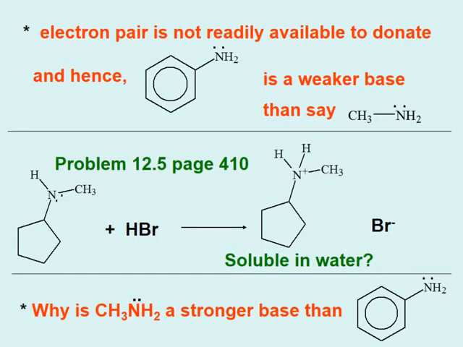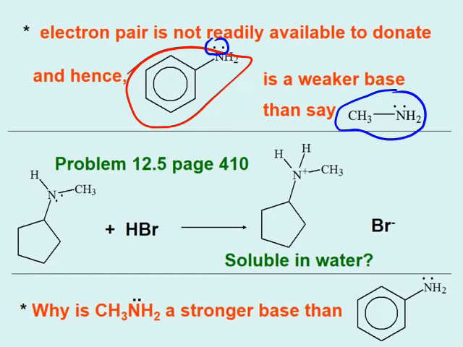Now here we can summarize what we just discussed. In the case of an amine like this, the electron pair on nitrogen is not readily available to donate, and that's why it's a weaker base than an amine like this, methylamine, where the electron pair is solely on the nitrogen and is readily available to donate.